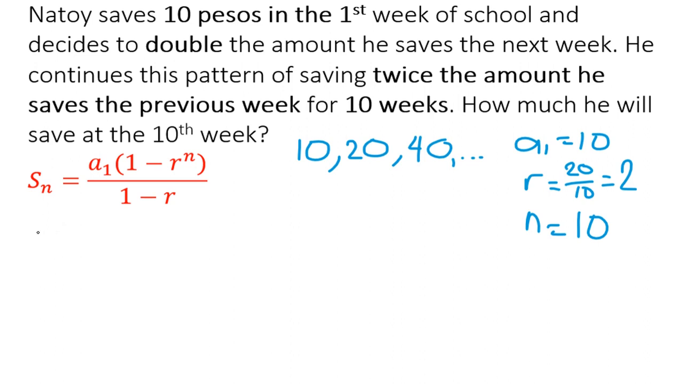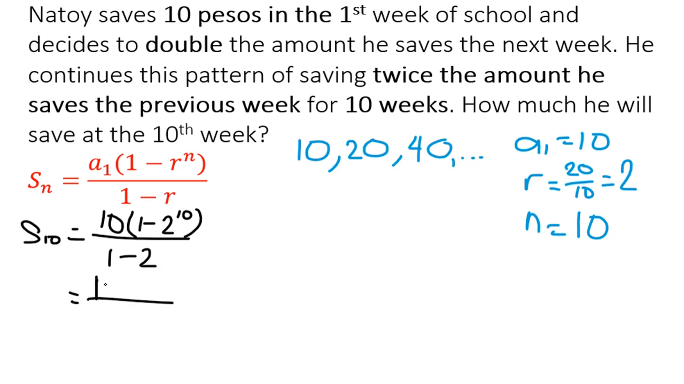Substitute na natin. So, S sub 10, kasi 10th term o 10th week, is equal to first term is 10 times 1 minus R. Yung common ratio is 2 raised to n, which is 10. Yan. Over 1 minus 2. Yung R is 2. Okay, so simplify natin. So, 10, then 1 minus 2 raised to 10.